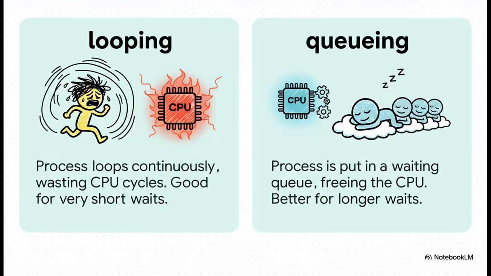And you can really see the difference here. On the one hand, you have busy waiting, where the process is stuck in that loop, wasting precious CPU time. But then you have the much smarter system, blocking. In this model, the process is just put into a waiting queue, kind of like getting in line at a store, and the operating system suspends it. It's put to sleep. This frees up the CPU to go do other things, which is way more efficient.